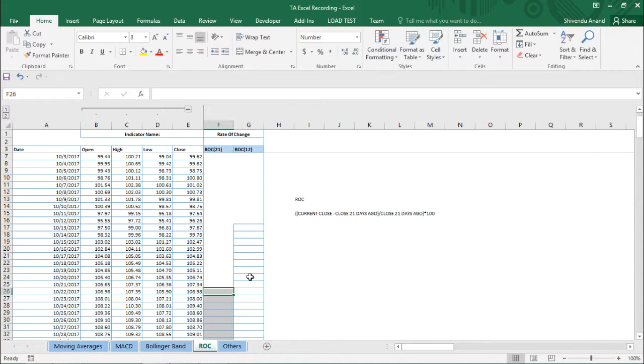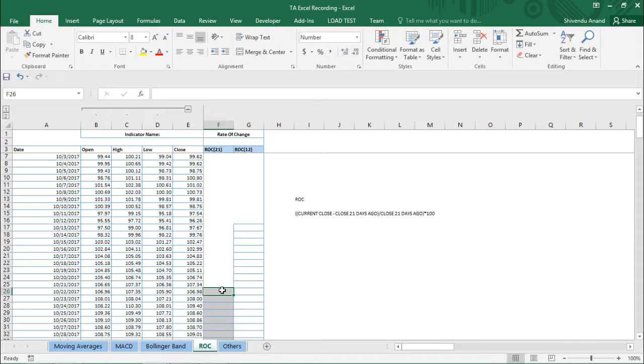So here for our understanding, we have taken two rates of change. One is ROC 21 and another is ROC 12. The formula for ROC, or rate of change, is current close minus close 21 days ago, the whole divided by close 21 days ago, or in the case of ROC 12, it would be 12 days ago, and you multiply everything by 100. So let's quickly do it.